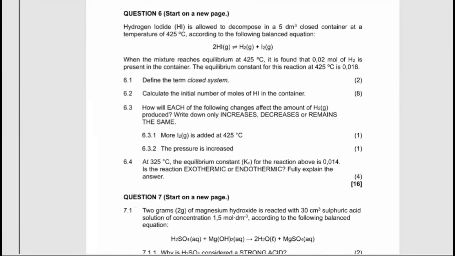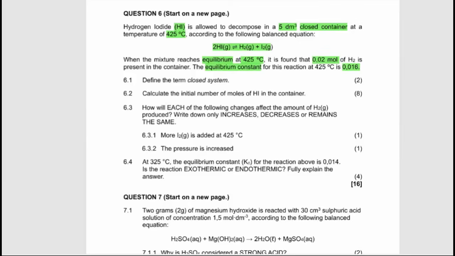Question 6 reads: hydrogen iodide, which is your HI, is allowed to decompose in a 5 dm closed container at a temperature of 425 degrees, according to the following balanced equation. This is the reaction of hydrogen iodide to produce hydrogen gas plus iodine gas. Then we're told, when the mixture reaches equilibrium at 425 degrees, it is found that 0.02 moles of H2 is present in the container. So at equilibrium we have 0.02. Then the equilibrium constant for this reaction is 0.016, so this is our Kc. We're given that one there.